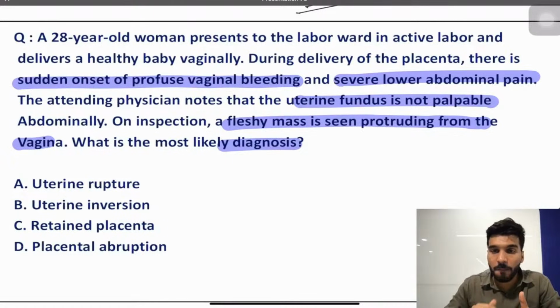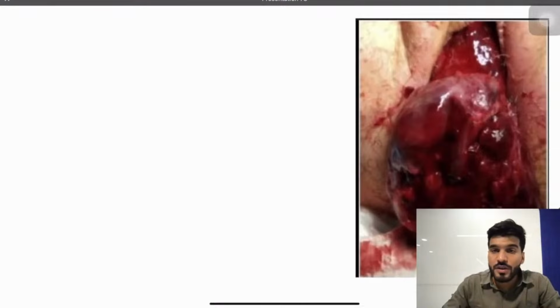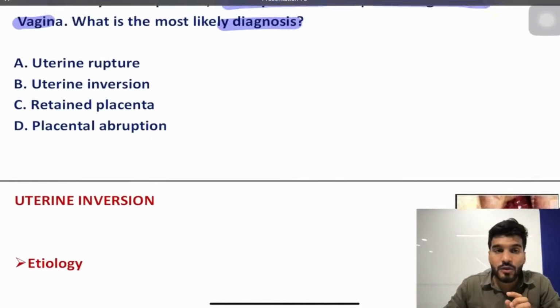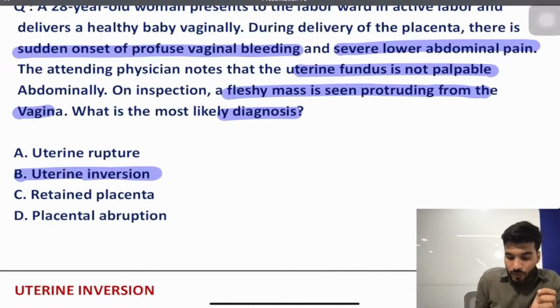Now if there is a cup-like depression on the fundus, that means something is missing there. What is missing? Uterus. And where has the uterus come? That is seen protruding outside. This is the classical picture. Now this picture is given over there, and what is your likely diagnosis? So it's a case of uterine inversion.